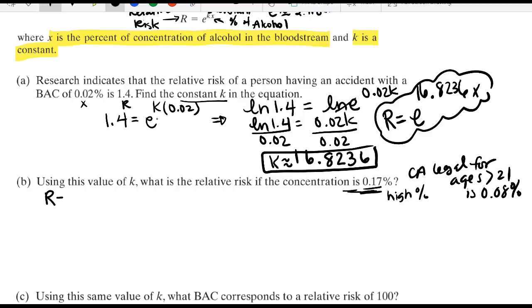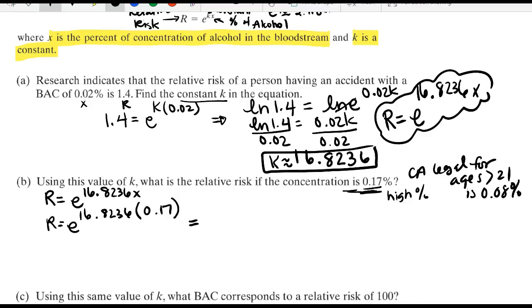So relative risk is, according to your formula, e to the 16.8236 times X. It says use K from A, so I'm going to write this over. So we're just going to plug in X. So e to the 16.8236 times X, where X is 0.17. Keep in mind that it does not want you to convert this to decimals. The X is the percentage, so keep it as a percentage.